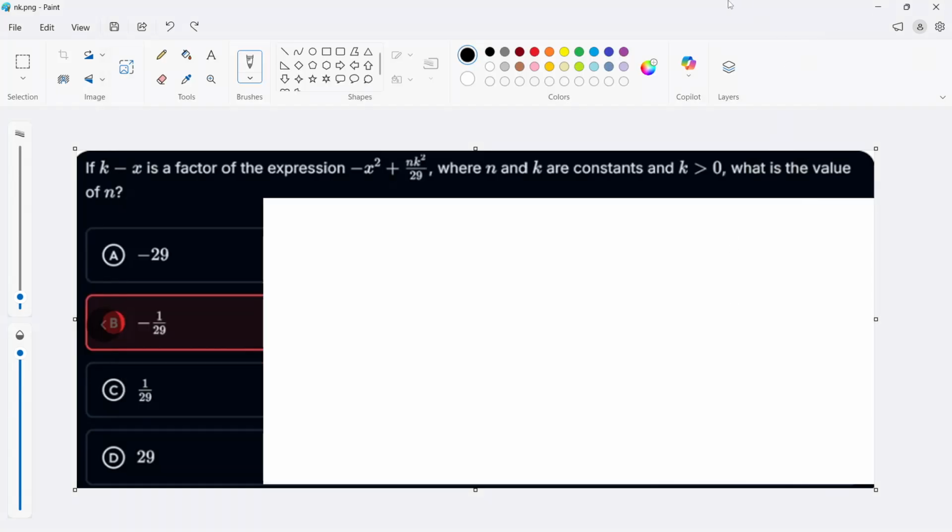This is a question from SAT. If k minus x is a factor of the expression negative x squared plus nk squared over 29, where n and k are constants and k is greater than 0, what is the value of n?